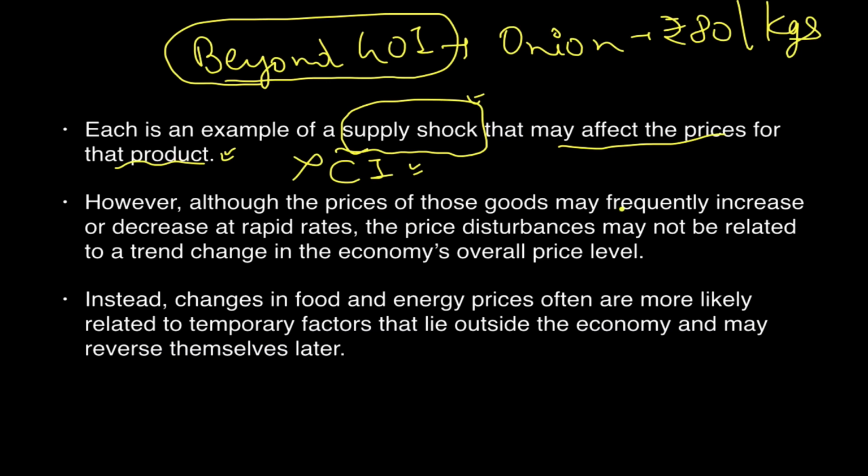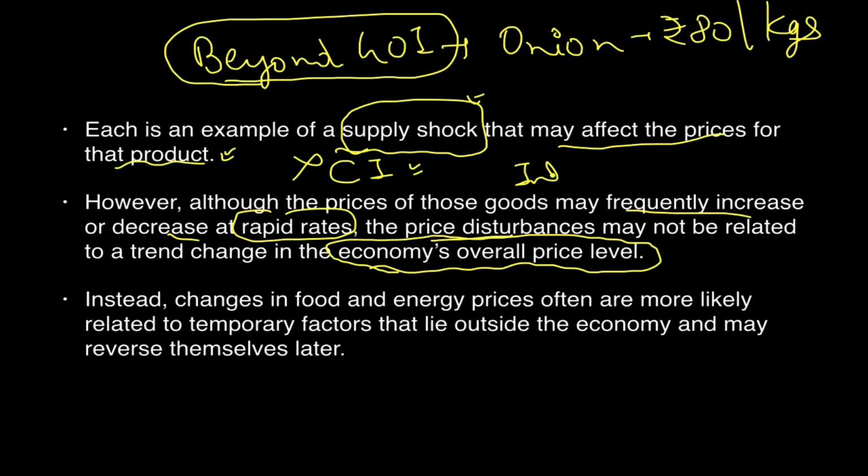The prices of these goods may frequently increase or decrease at very rapid rates, but the price disturbance is not at all reflective of the economy's overall price level. आप समझ रहे हैं? This is a very key indicator. So let's say you are an intelligent guy and you are studying in a good school, but your teacher keeps on frequently changing. So your marks are not coming up to the mark, but that does not mean that you are not doing good. It's just because of some external factors which are beyond your control, as simple as that.